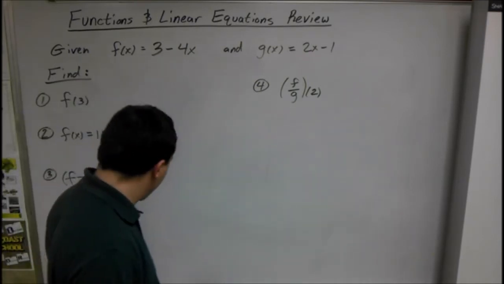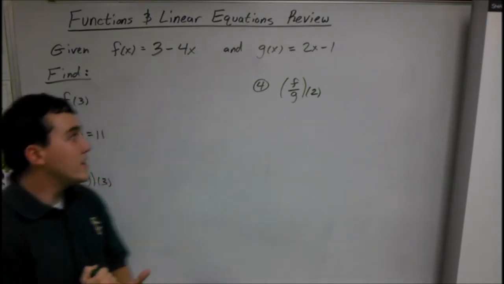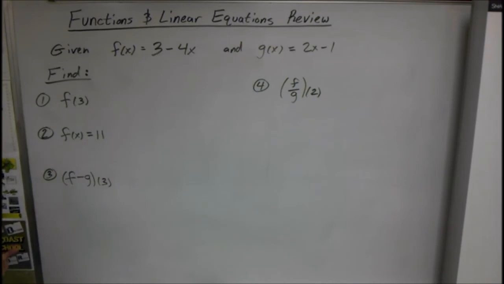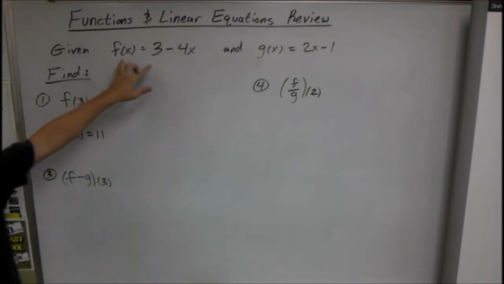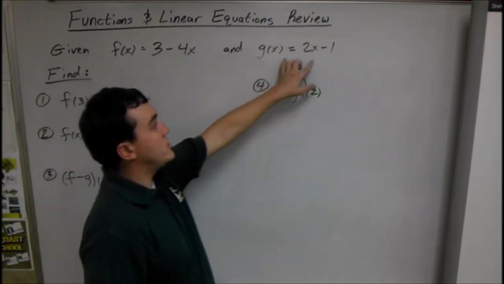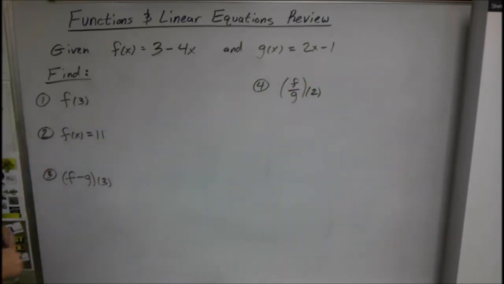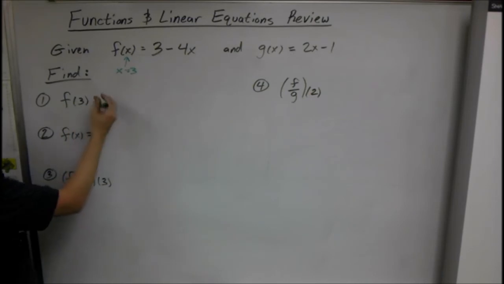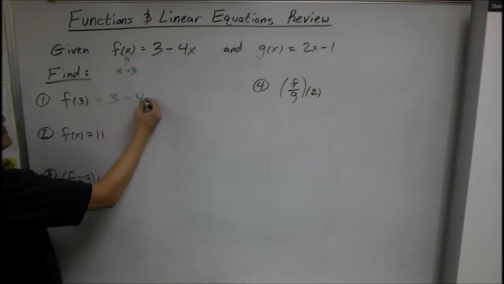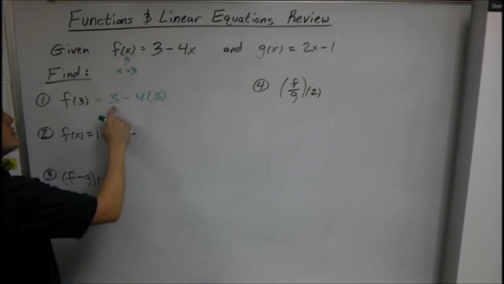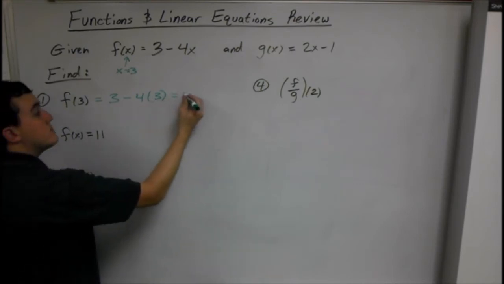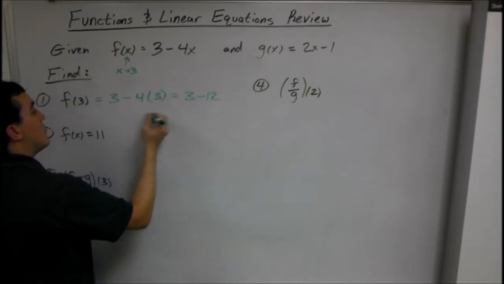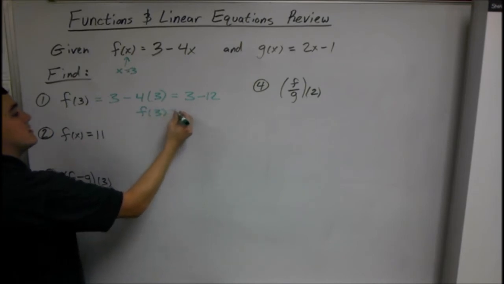Okay, next thing, evaluating functions. So when you're evaluating, you're usually just plugging in numbers. We're given 2 functions. F of x is 3 minus 4x, and g of x is 2x minus 1. And it first wants us to find f of 3. So all we have to do is plug in 3 into x for this first one. So we're going to get 3 minus 4 times 3, which is 3 minus 12. So f of 3 is negative 9.